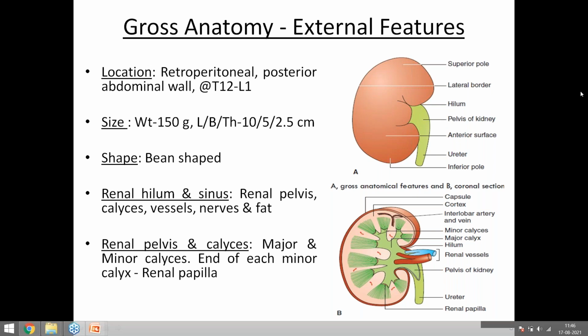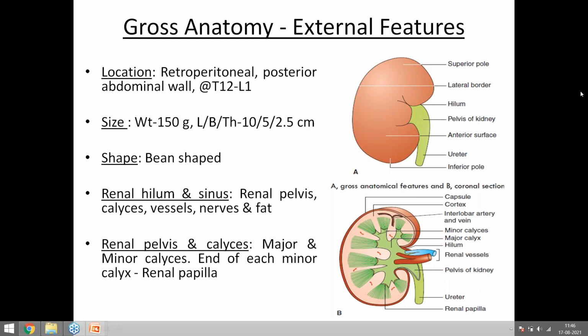Okay, so first of all, let's talk about the external features. So where are the kidneys located? Kidneys are basically bean-shaped organs that lie retroperitoneally on posterior abdominal wall, one on each side of the vertebral column at the level of T12 L1 vertebrae. The right kidney lies slightly inferior to the left kidney.